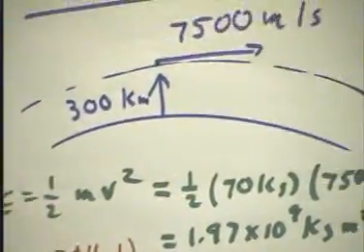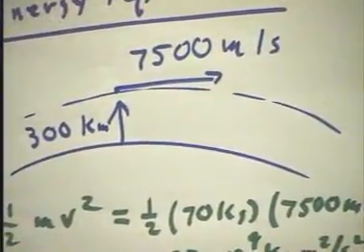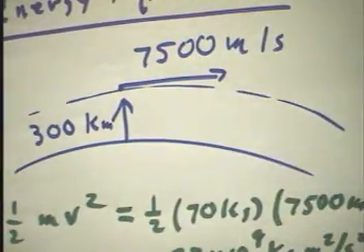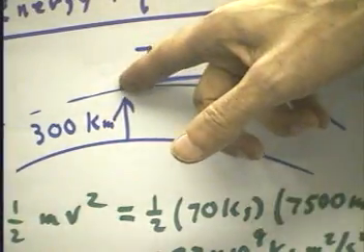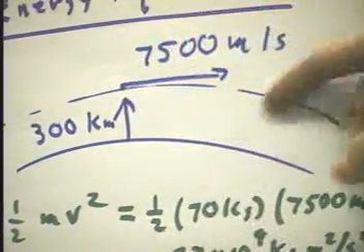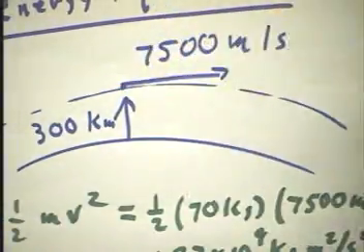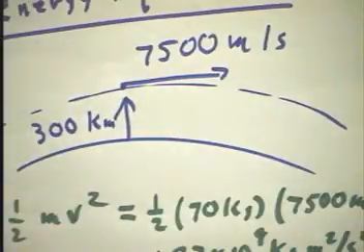Now you can see from the picture that we're going to raise a mass, which is going to require an increase in potential energy, and we're also going to give it a velocity of 7,500 meters per second, which requires kinetic energy. So we have to increase the potential and kinetic energy of this spacecraft.